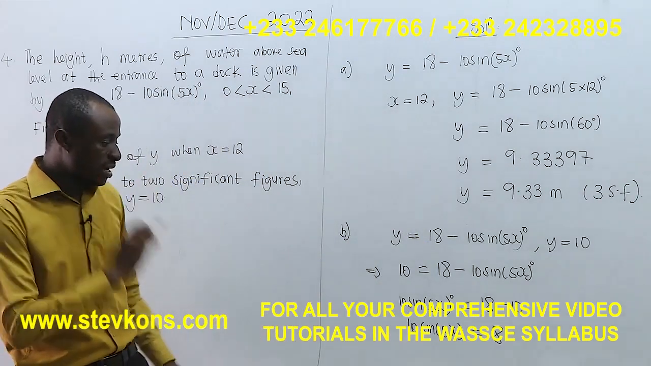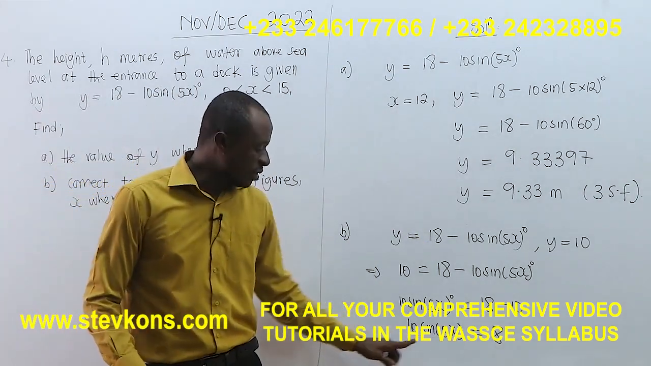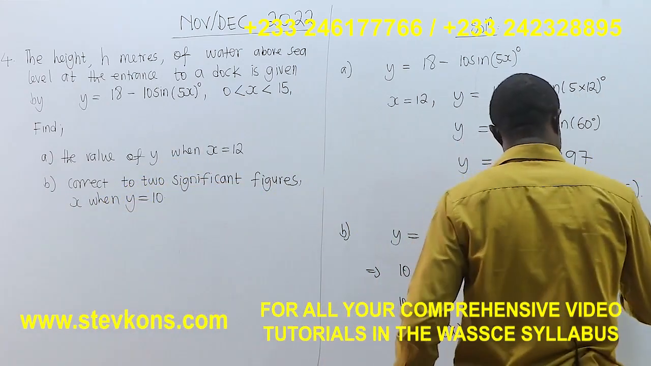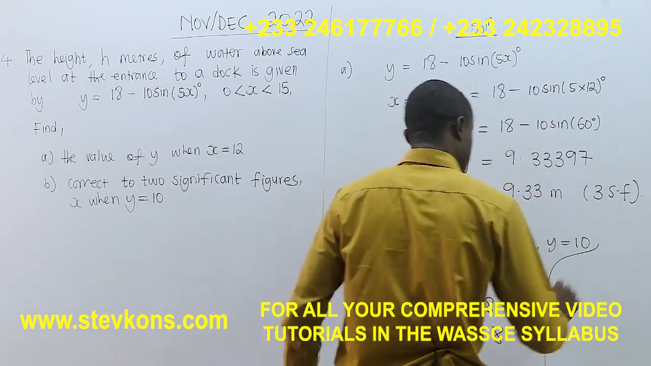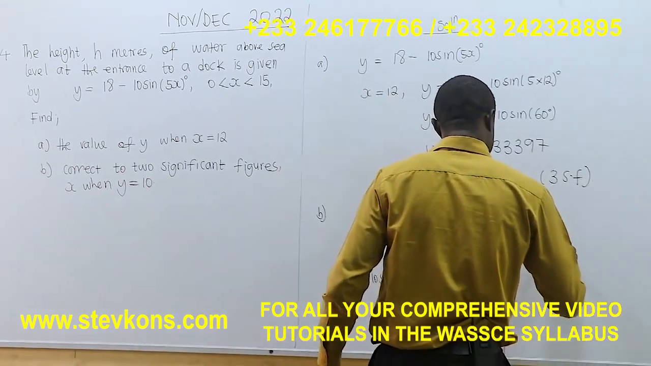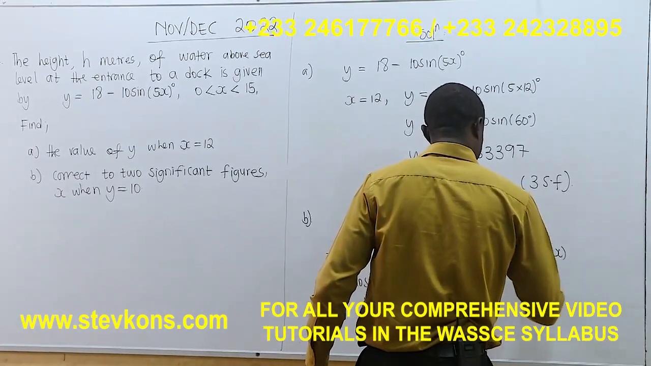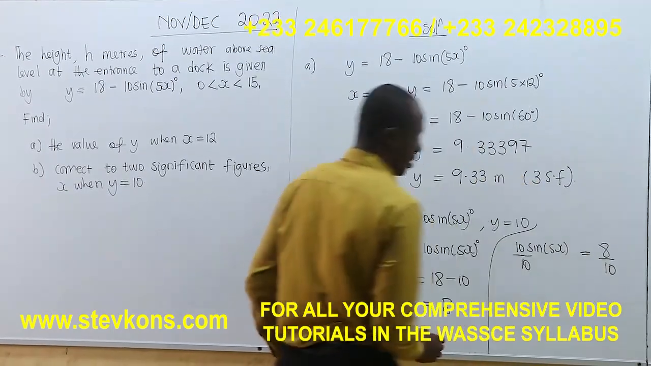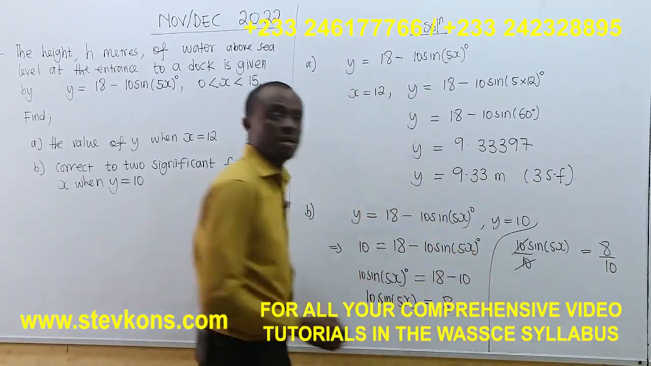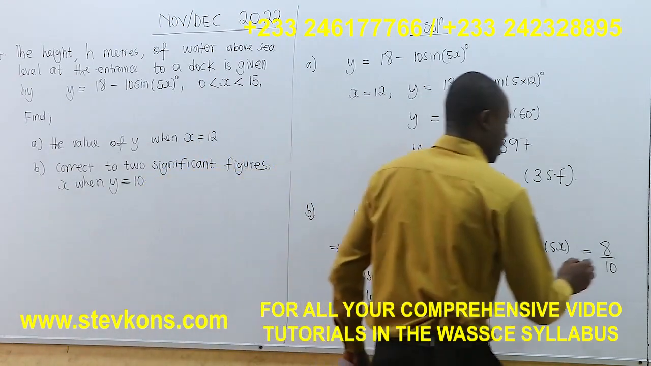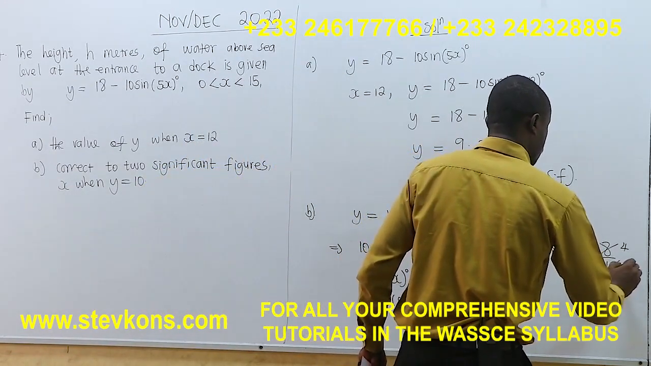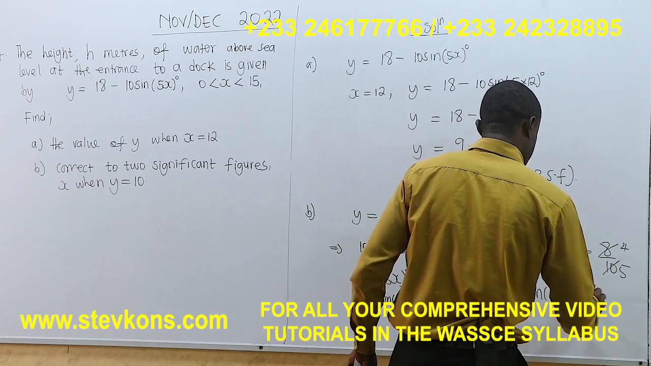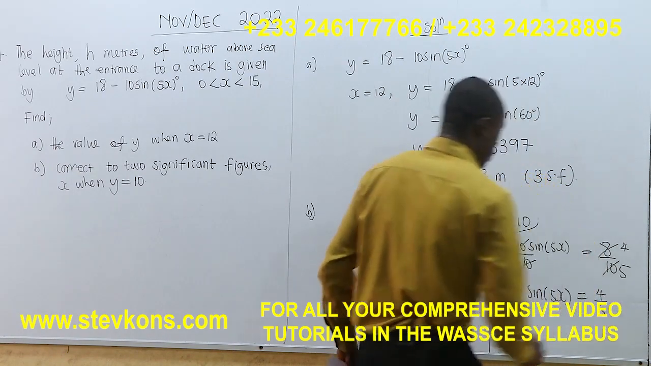We can divide both sides. We want to find the x where we divide both sides by 10. So we have 10 sine 5x over 10 equal to 8 over 10. So this is canceling out that. Now, 2 going to 8, 4 times, 2 going to 10, 5 times. We have sine 5x equal to 4 over 5.